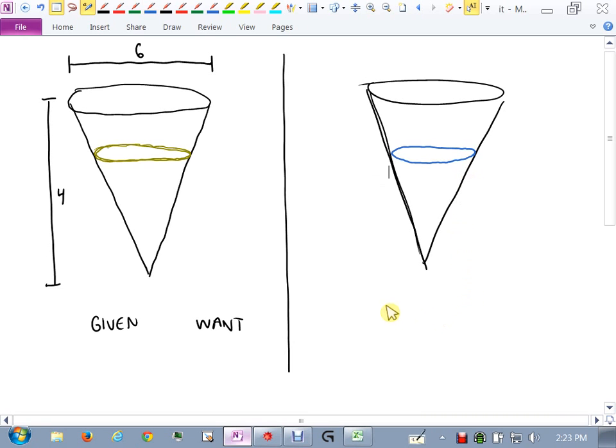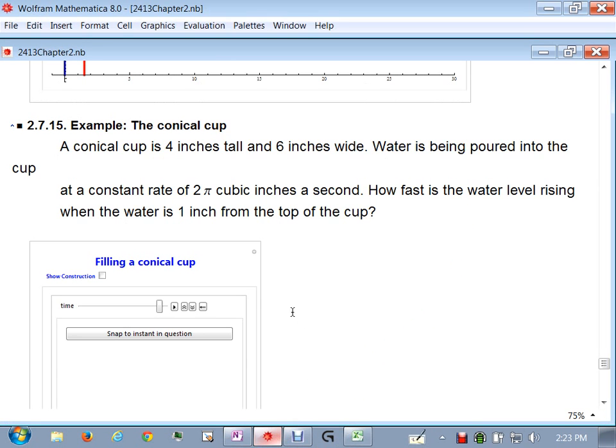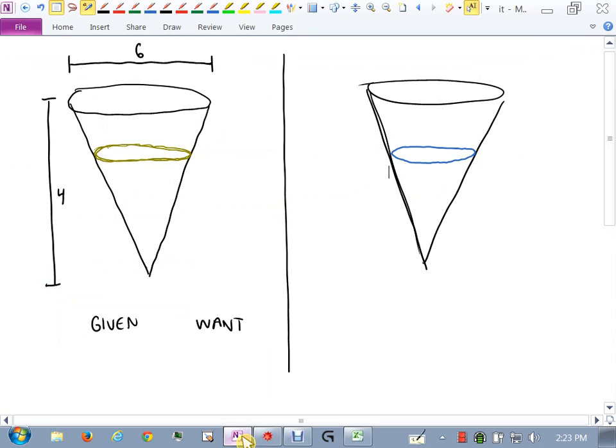Okay, at the instant in time, do we have anything? How fast is the water level, we're saying dropping, not rising, when it is 1 inch from the top of the cup? 1 inch from the top of the cup. I need to bring that back up here then, like this. 1 inch from the top.